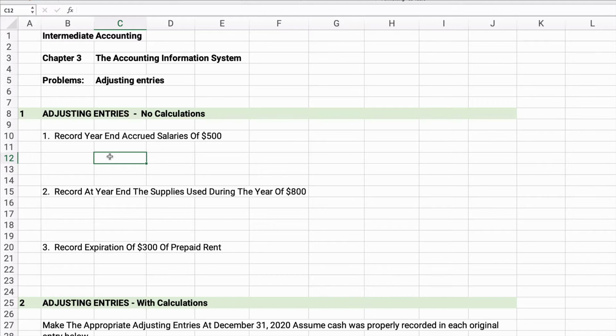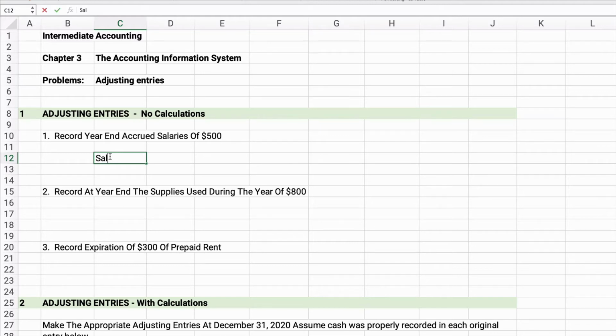So let's get started with the adjusting entries. The first problem here has 3 little parts, and it doesn't have any calculations. We just need to make sure we know how to do the journal entries. So number 1, record at the end of the year accrued salaries of $500.